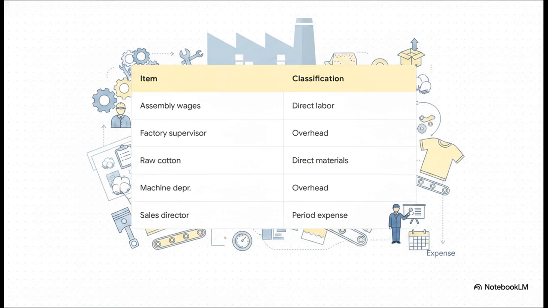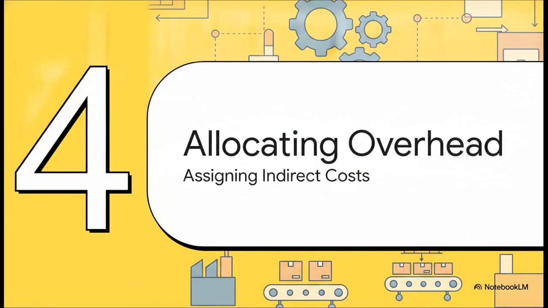Well, those support the factory as a whole, so they're manufacturing overhead and get capitalized into inventory. Notice the sales director's salary, though. Since it's not a manufacturing cost at all, it is strictly a period expense and never touches the inventory balance. Which brings us to Section 4, allocating manufacturing overhead.